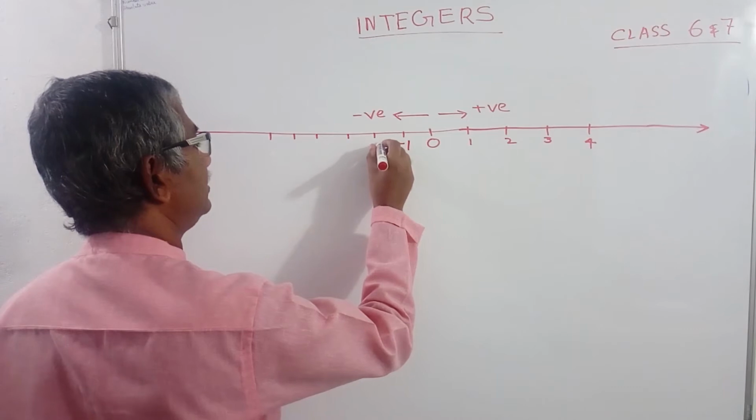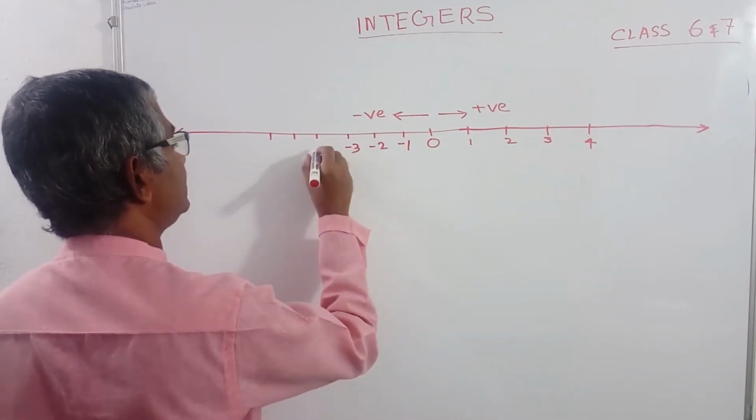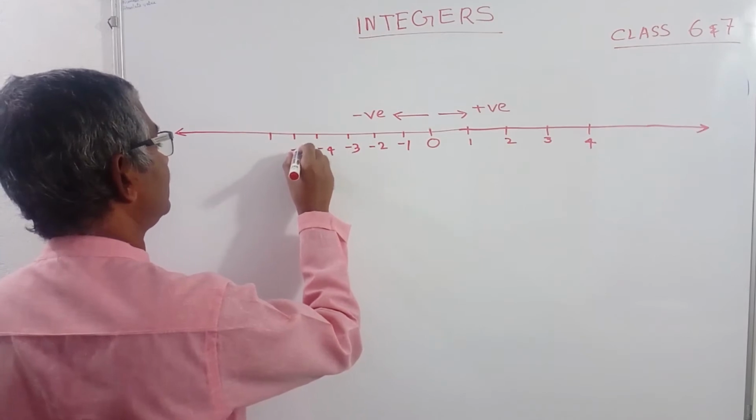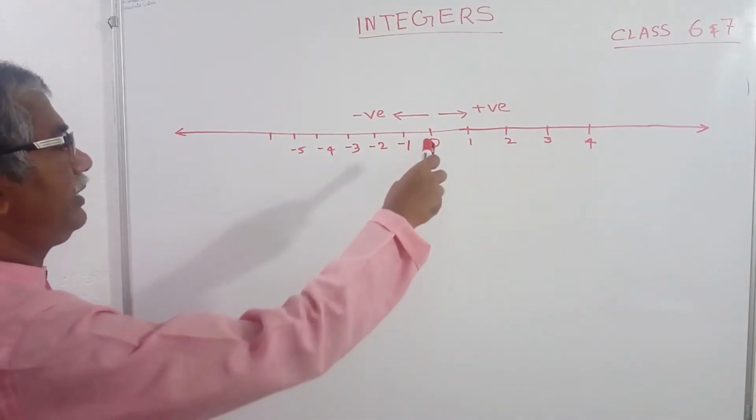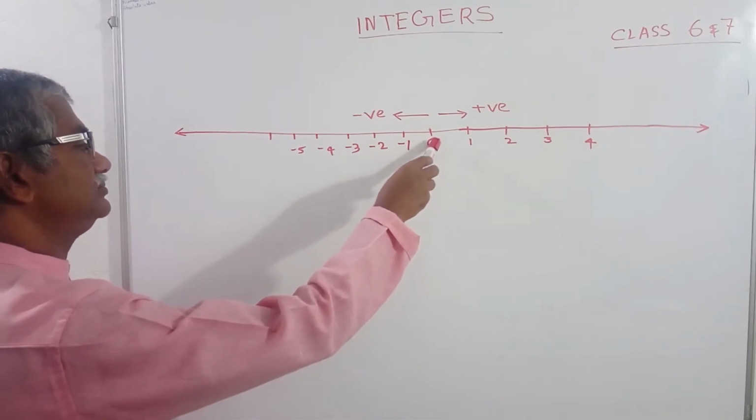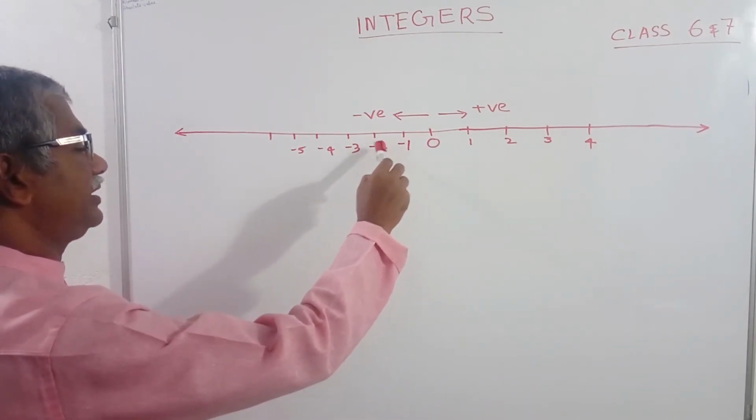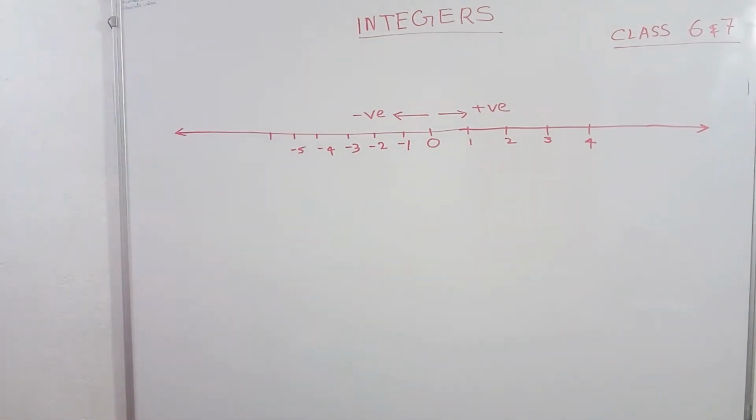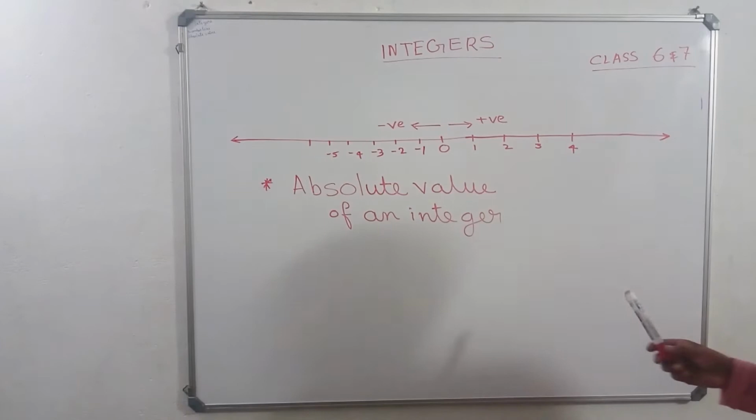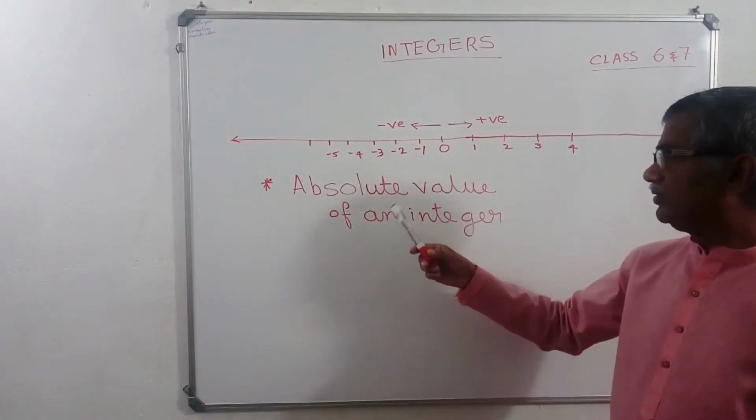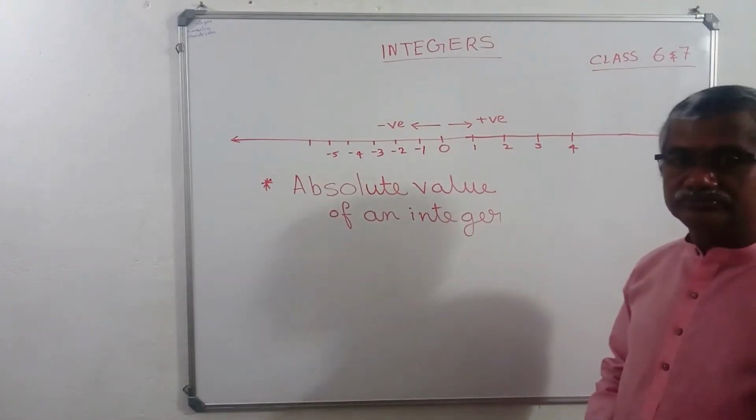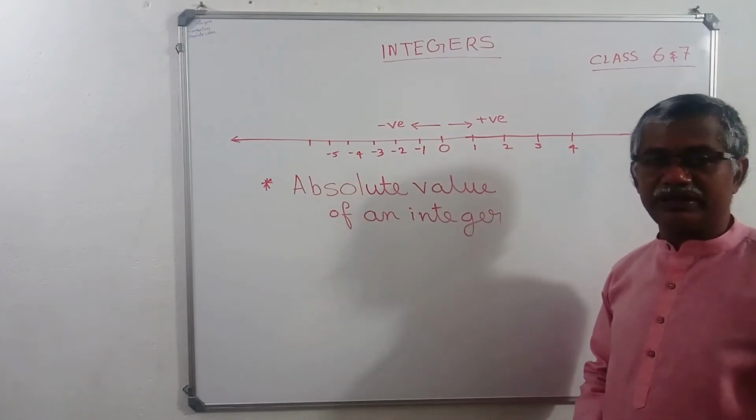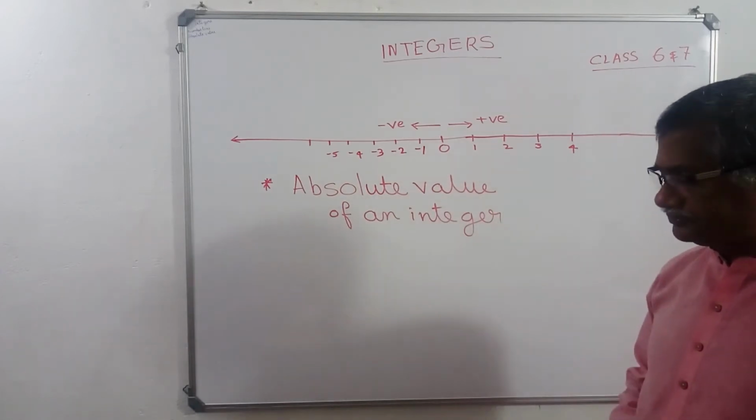Negative 1, negative 2, negative 3, negative 4, negative 5. Thus we can mark a number which is 1 less than 0, negative 1, 2 less than 0, negative 2, and so on. Again, we can think of another detailed issue, absolute value. Have you heard about absolute value? In Malayalam, it is known as Kevala Vila.